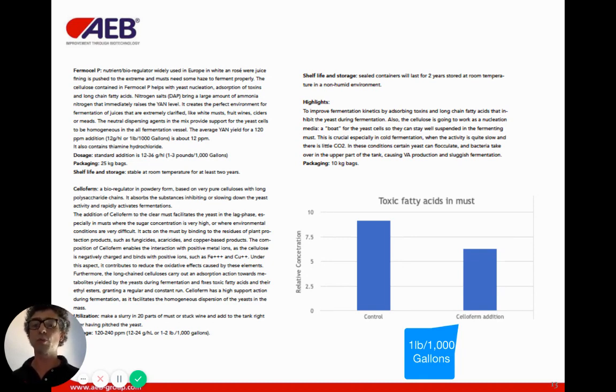a stuck fermentation when you really want to take out a lot of the toxins, a lot of the messages that the yeast are sending to each other that the fermentation is not going well and needs to slow down. So this cellulose is going to take everything out and kind of clean the media for the fermentation to start again. We call this product Celloferm, and it doesn't have any YAN.